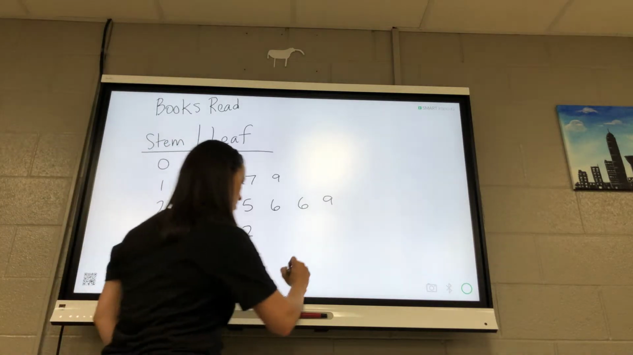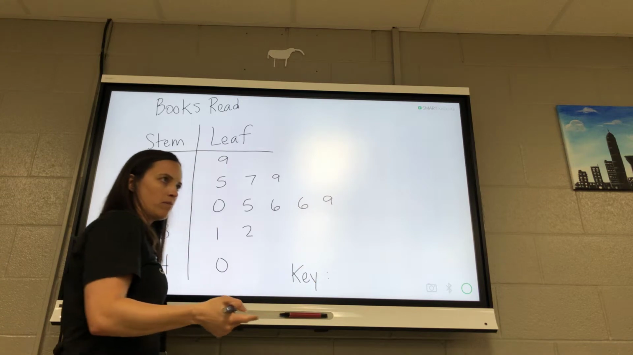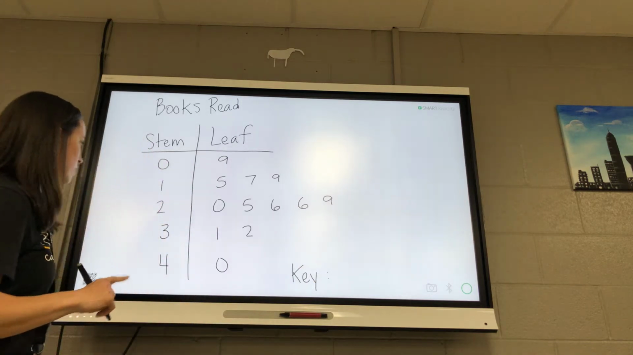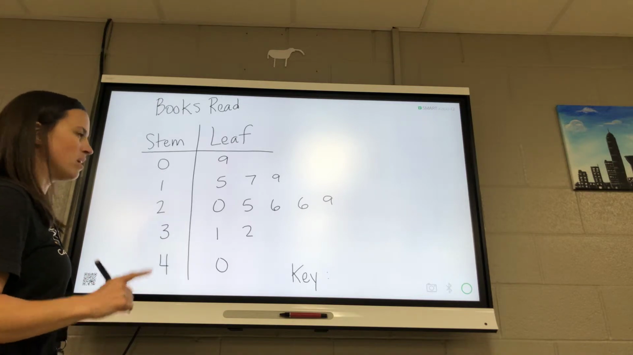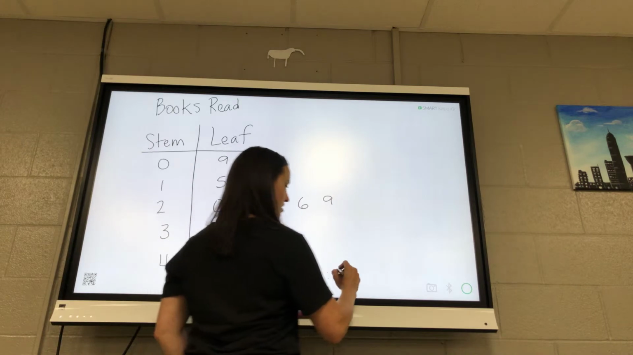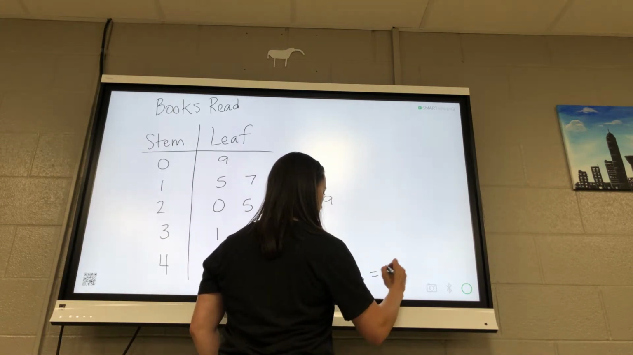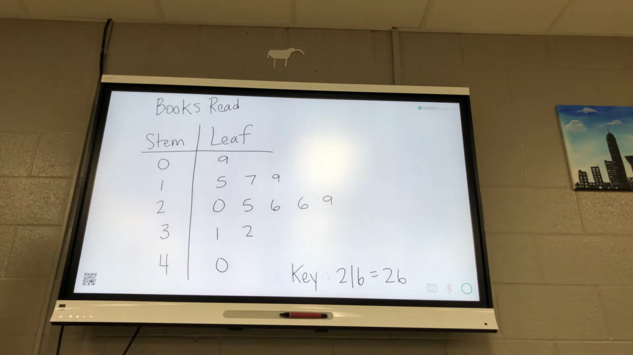Do you guys know how to do the key? Does it have to be a specific number? No. Okay, so what number do we want to pick? I heard 15 first. I heard 26. So 2 | 6 equals 26. Okay, so any number can be used. Yes, you could have used 9. Just put 0 | 9. It would have been fine.